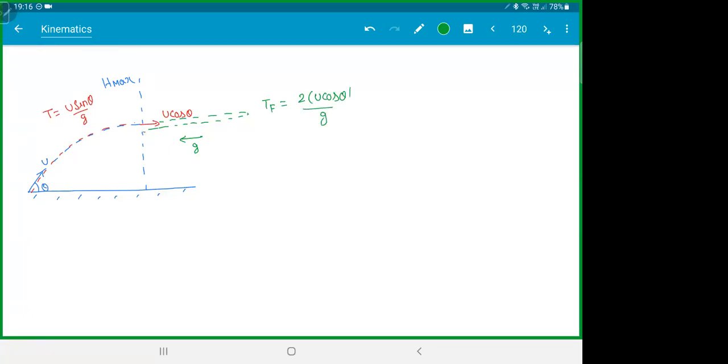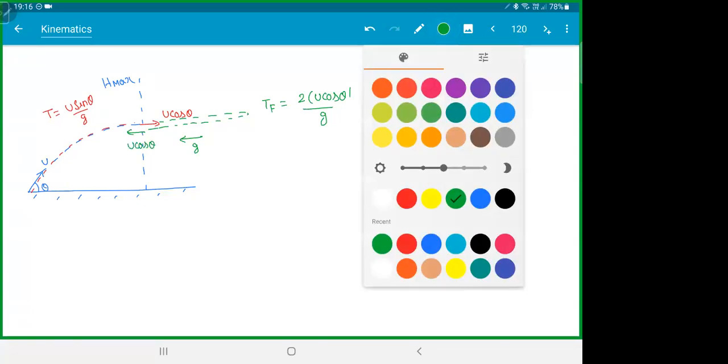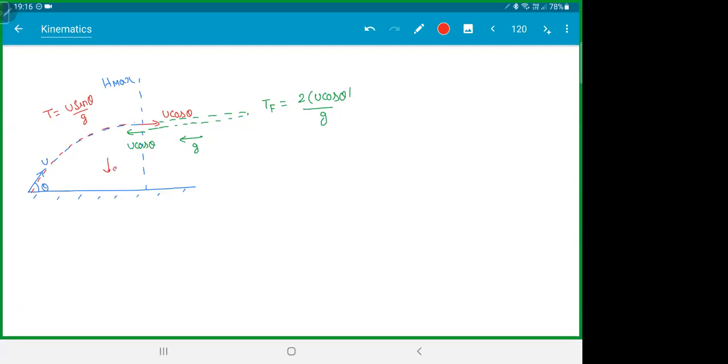And once you come back, what is the speed again? You come back with again u cos theta. But the moment you come back, again the gravity has become vertically downward. So again, it will follow the same path and go back to the point of projection. Is this making sense? So you go and come back the same way. And while coming back, how much time will you take? Again, you will take u sine theta by g. So this is the path of the particle.